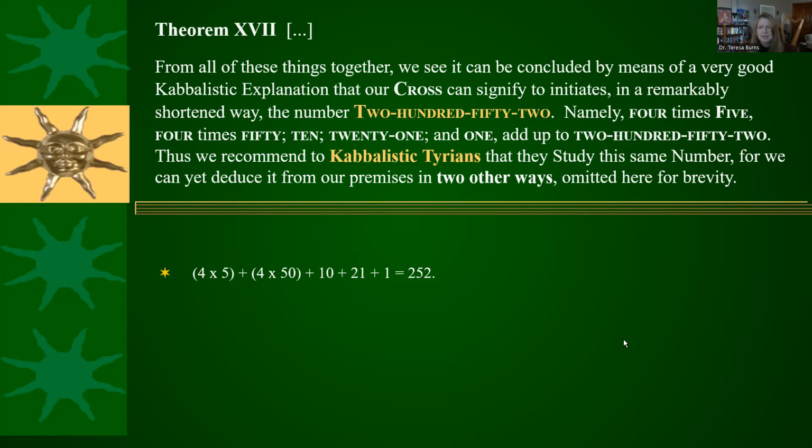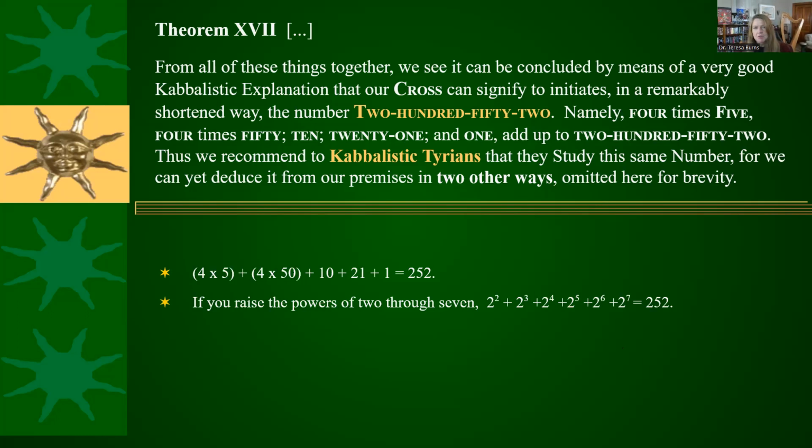Well, he goes on then and says, we recommend to Kabbalistic Tyrians that they study this same number, for we can yet deduce it from our premises in 2 other ways omitted here for brevity. Well, C.H. Josten back in 1964 in his scholarly translation came up with one of those ways, which is if you keep squaring and then cubing and then raise to the power of 4, then to the power of 5, then to the power of 6, and to the power of 7, the number 2, you get 252, which is really cool.